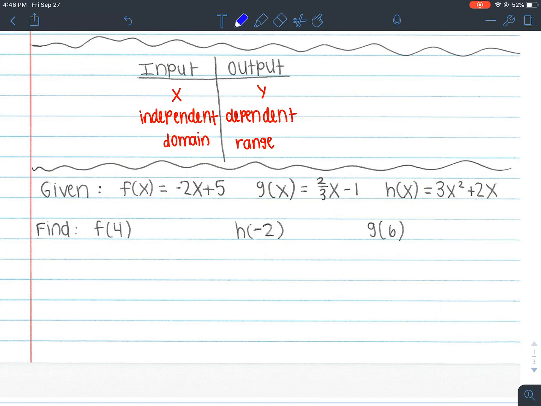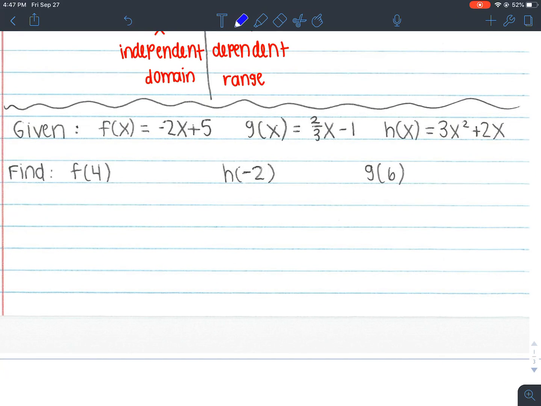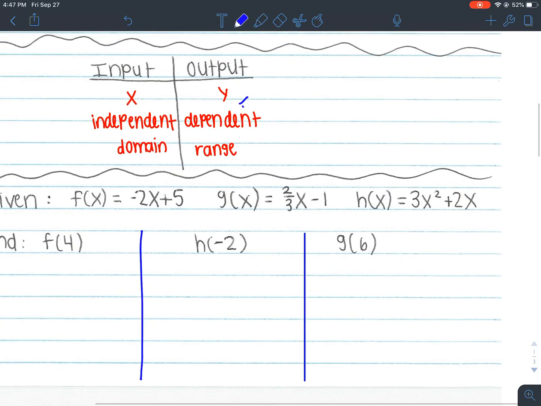Given f of x equals negative 2x plus 5, g of x equals 2/3 x minus 1, and h of x equals 3x squared plus 2x, we need to find three values. We need to find f of 4, h of negative 2, and g of 6. Now this is a lot, but this is three separate problems. So I'm going to go ahead and draw a line down the middle for each of these to separate these problems. Okay, I'm going to draw, what's happening up here?